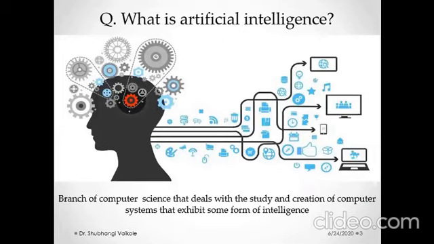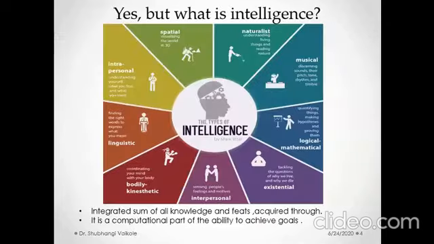So we can define artificial intelligence as a branch of computer science that deals with the study and creation of computer systems that exhibit some form of intelligence. It is the intelligence exhibited by machines, an academic field of study which studies how to create computers and software that are able to show intelligent behavior. Yes, but what is intelligence?